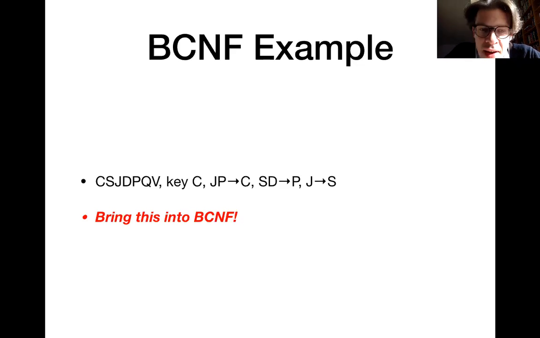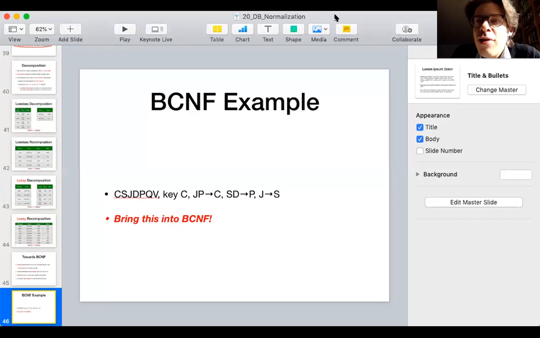You have given that attribute C is a key for this relation, so it implies all the other attributes in this relation, and the attributes J and P together imply C, attributes S and D together imply P, and J implies S. So as a little exercise, I invite you to try bringing this into Boyce-Codd normal form. I give you a few minutes. Use the decomposition method that we have just seen. And while you are looking into this, I'm going to have a look into the chat because there might be some questions.